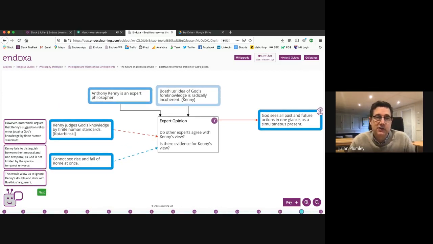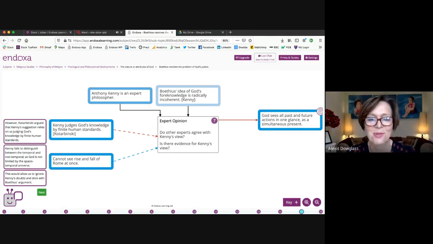So another philosopher, Kotobinsky, says, no, Kenny is judging God by finite human standards. It's true of a human. A human can't see Rome rise and fall at the same time, but God can, even if they're on an infinite variety of TV screens. And the red broken line is telling us that that box is disagreeing with the expert opinion.